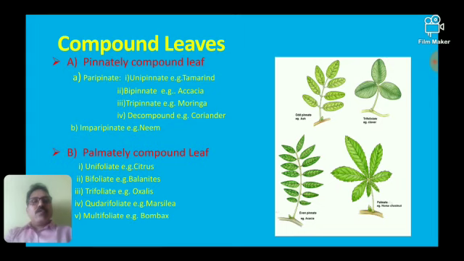Bifoliate having two, an example is Balanites. Trifoliate having three, so this is the example of trifoliate leaves, and this is a pentafoliate or the quadrifoliate. Quadrifoliate, for example, is Marsilea, and trifoliate, an example is Oxalis corniculata. Multifoliate, which is found in the Bombax ceiba.